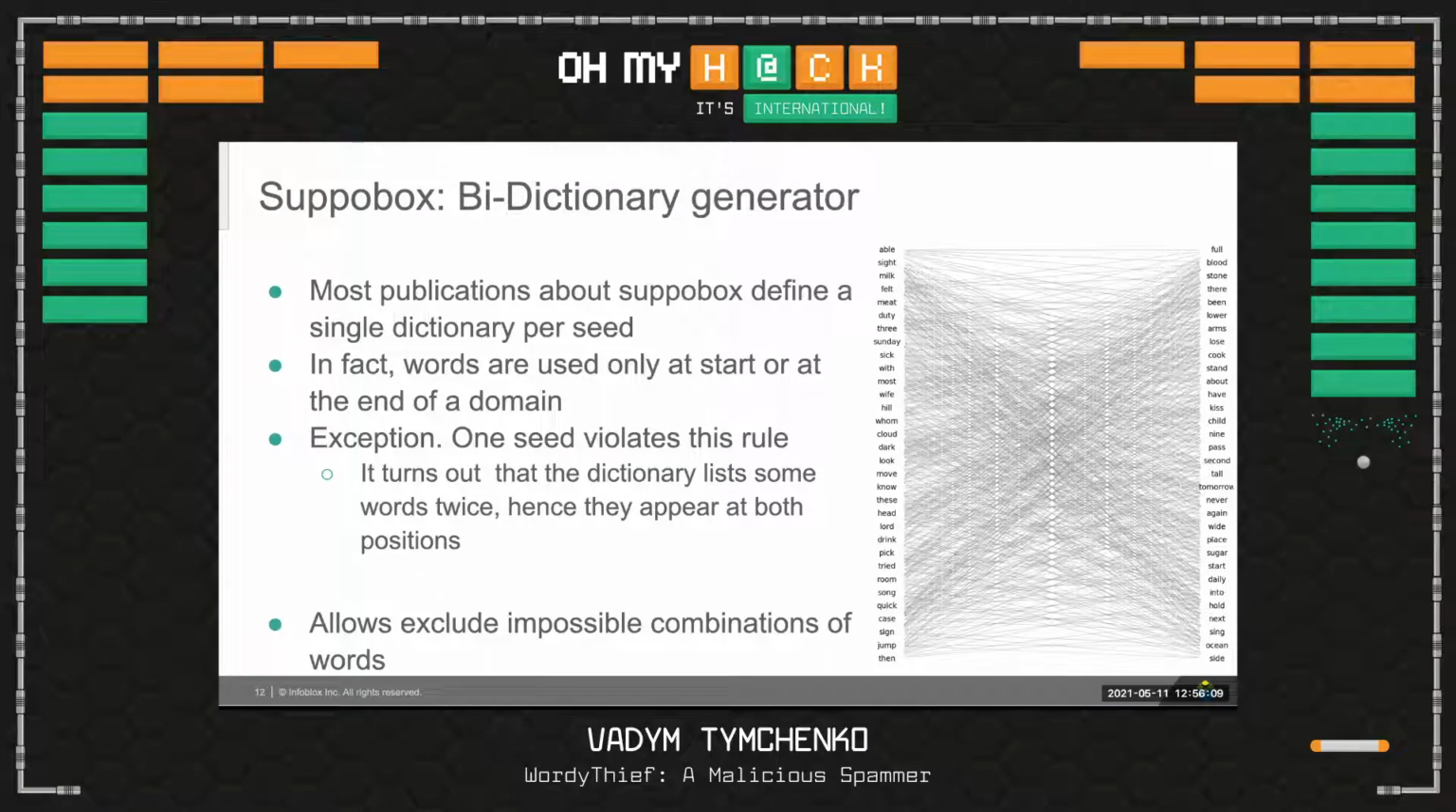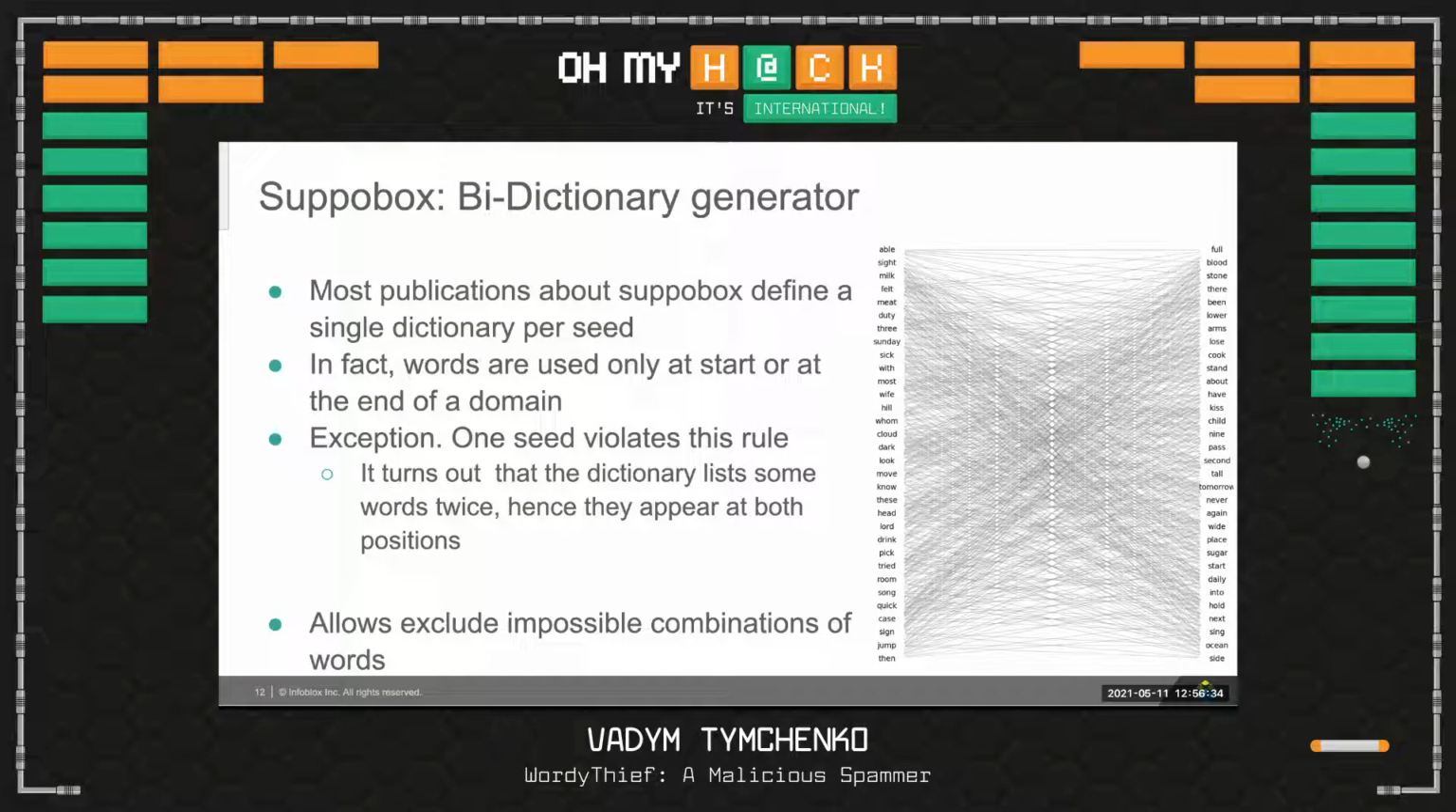Another interesting property of Sapobox. Most publications tell that Sapobox uses a single dictionary, but in fact, the generator is built in such a way that certain words appear only at the start or at the end of the domain. There is one single exception.